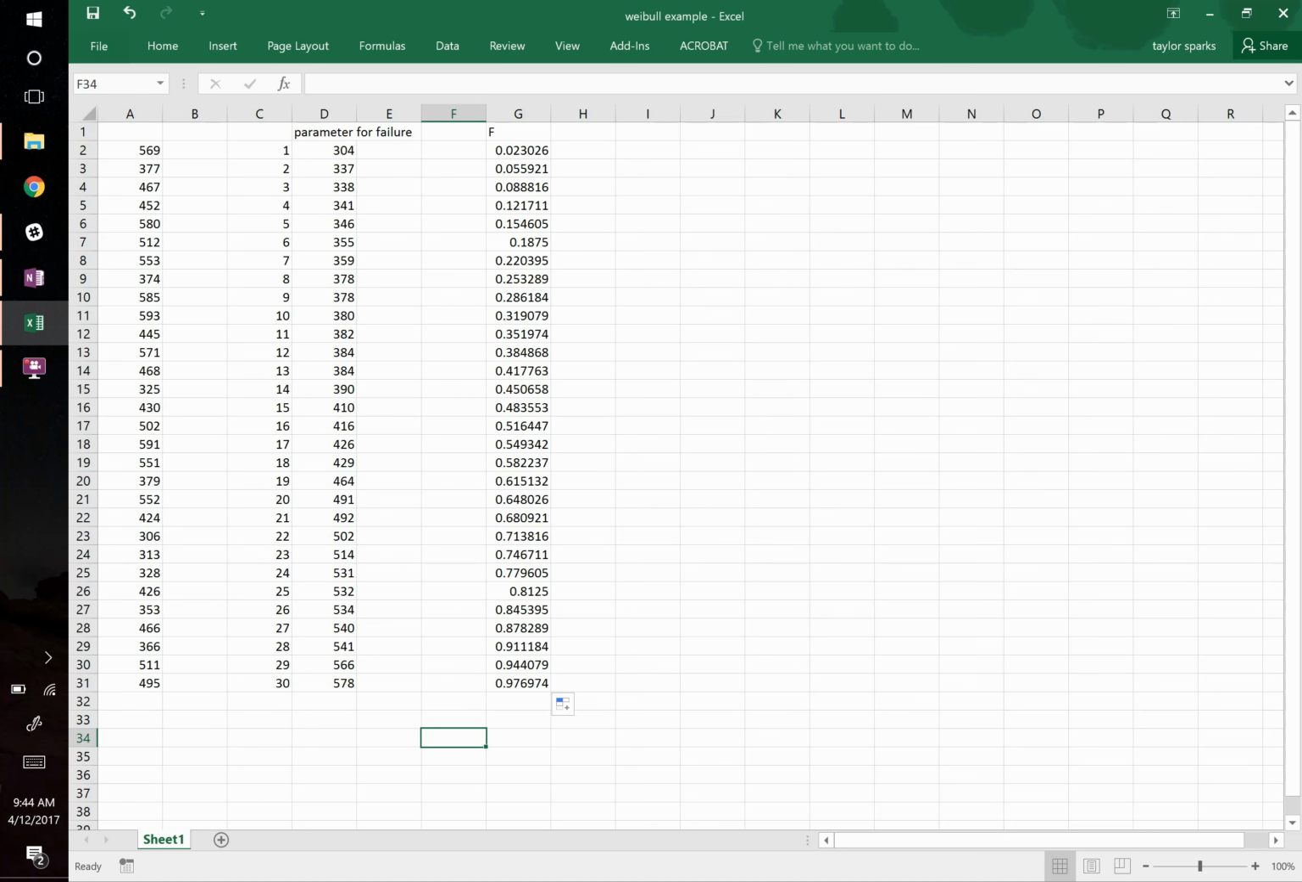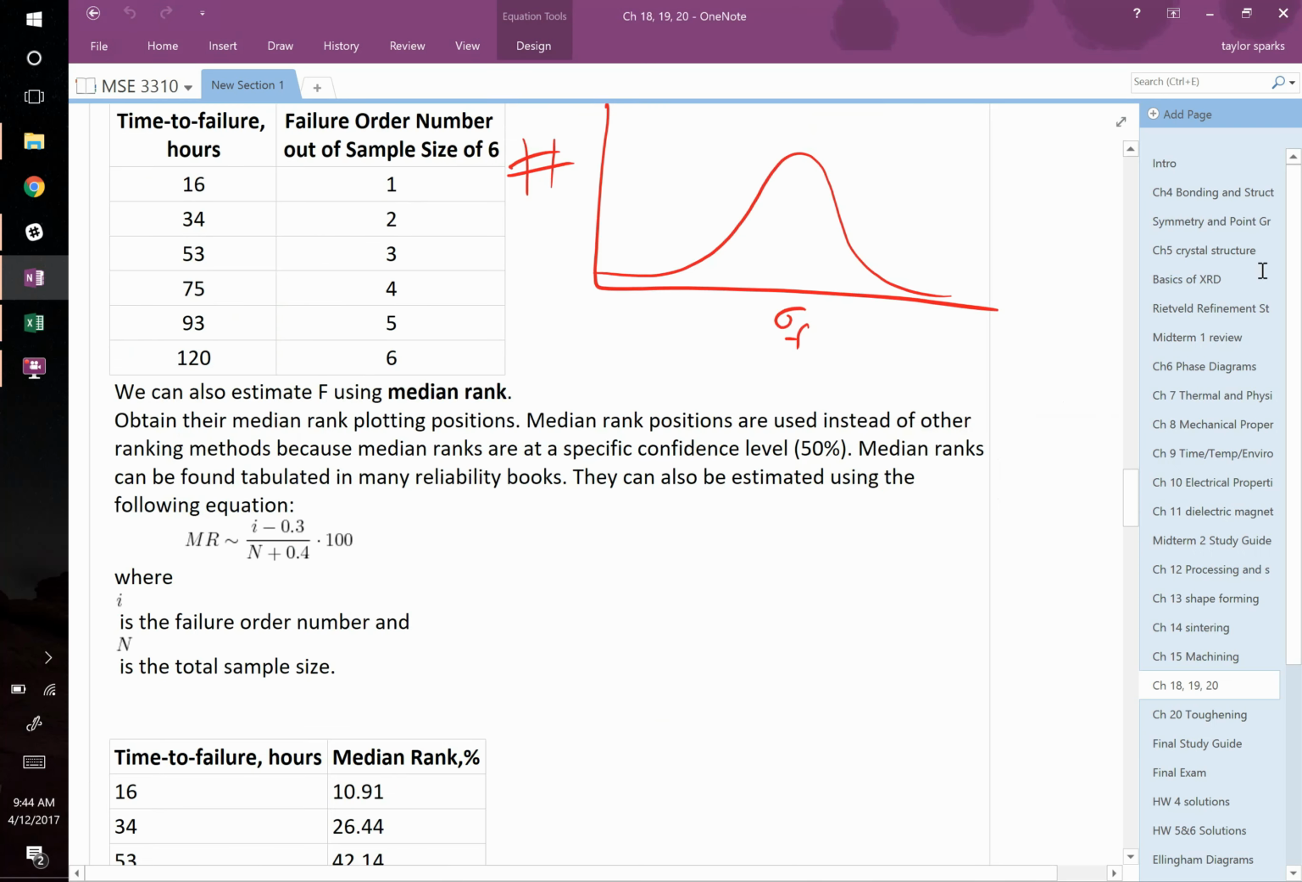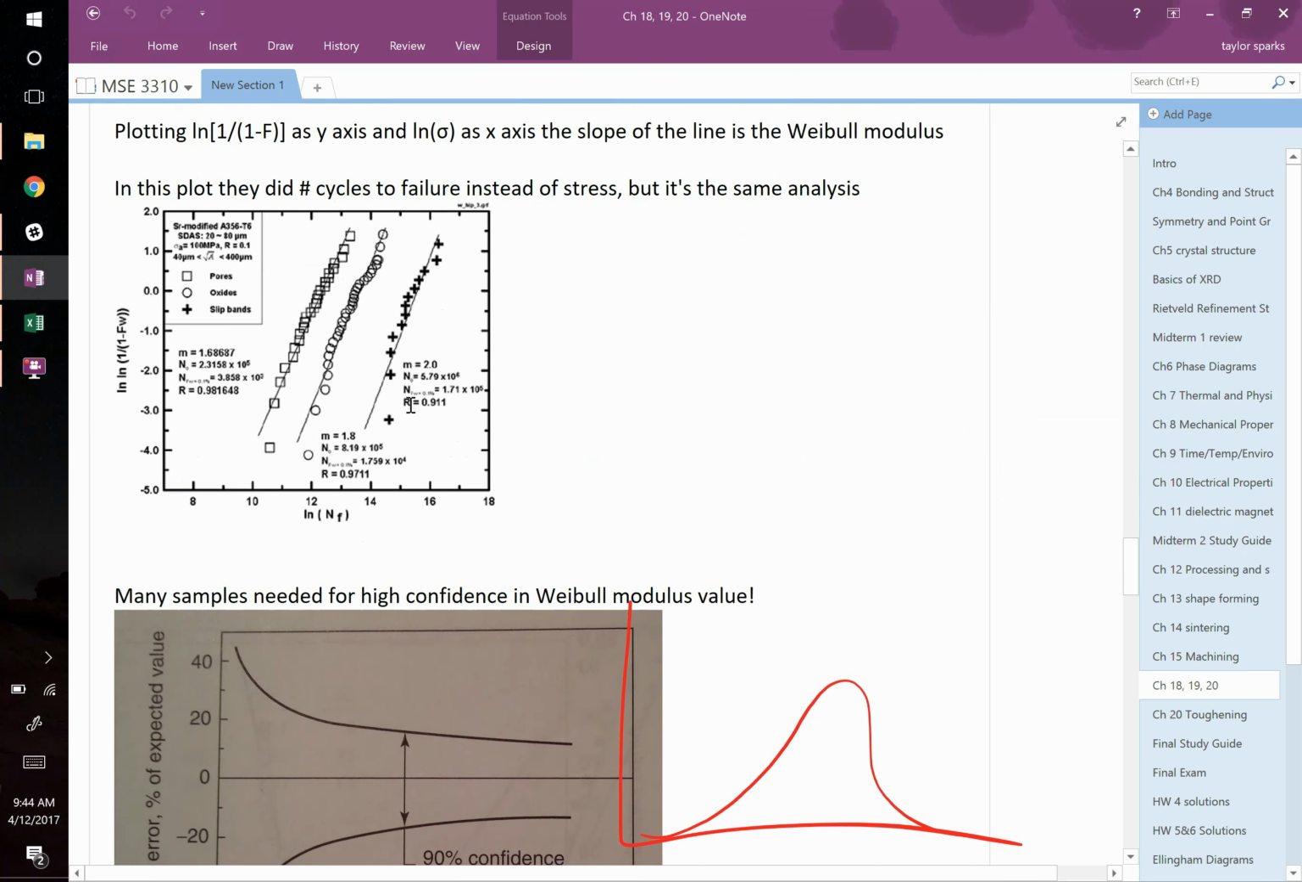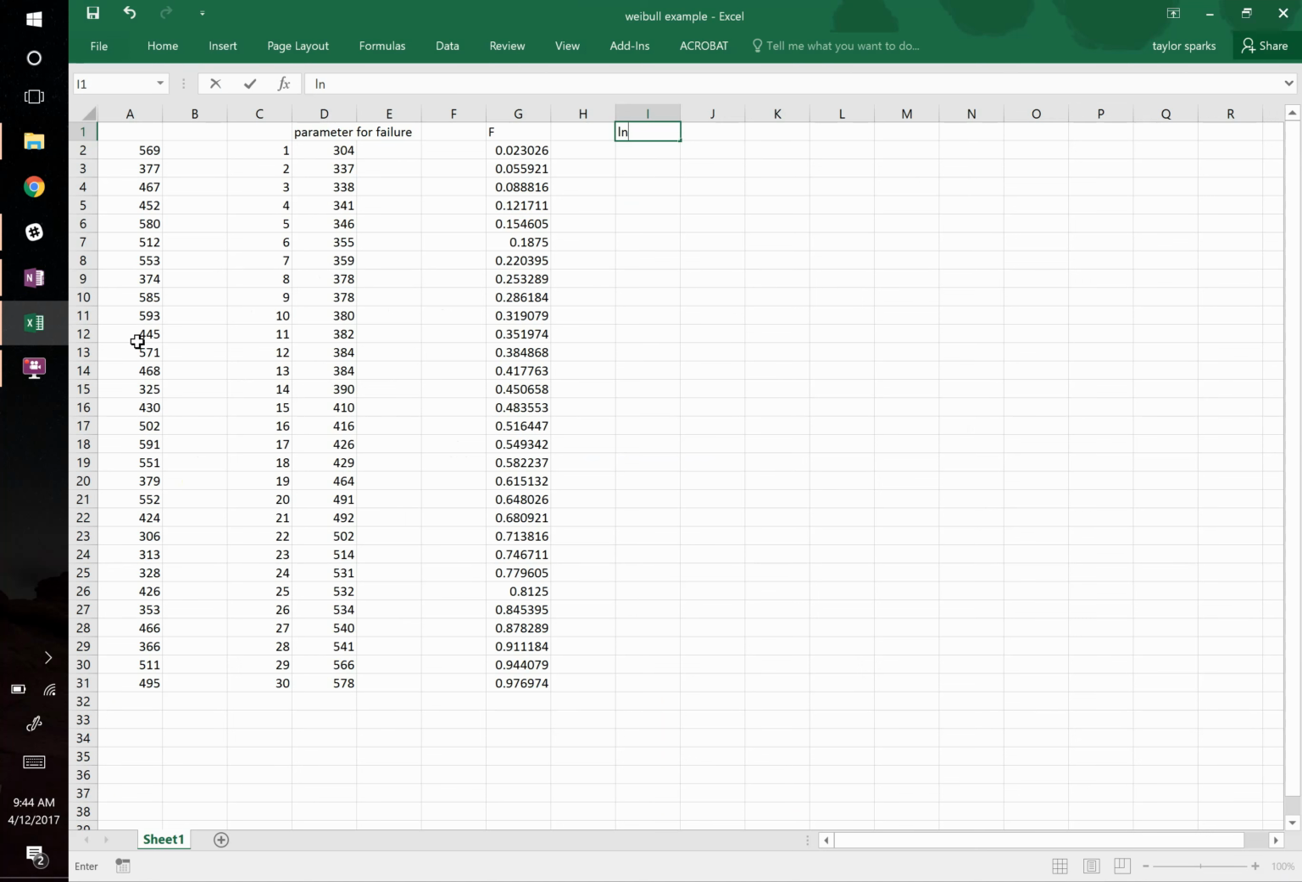Okay. Now what do we do? Now you can find the y-axis. Our y-axis is the natural log of 1 over the quantity 1 minus F. It's this terrible thing we have to type out. So natural log of 1 over 1 minus F. Let's write that out. Equals natural log of 1 minus this thing. Again, we're not going to do that as percent. We're going to leave it as a fraction. And it gives us some weird negative number. That's fine. Now what?